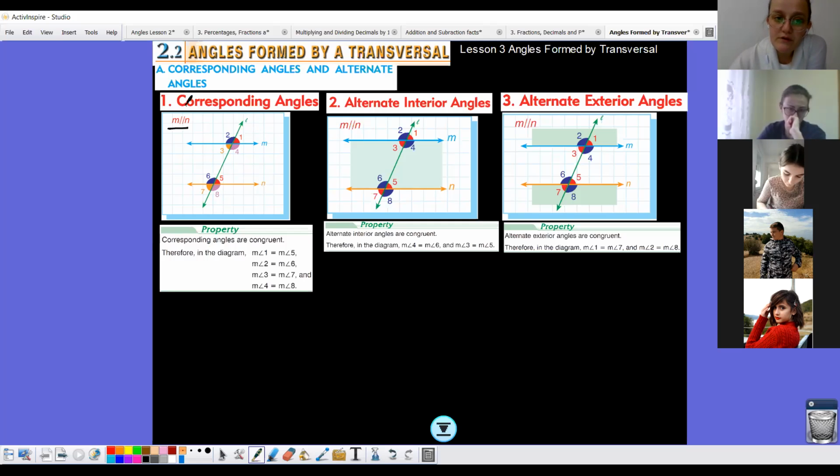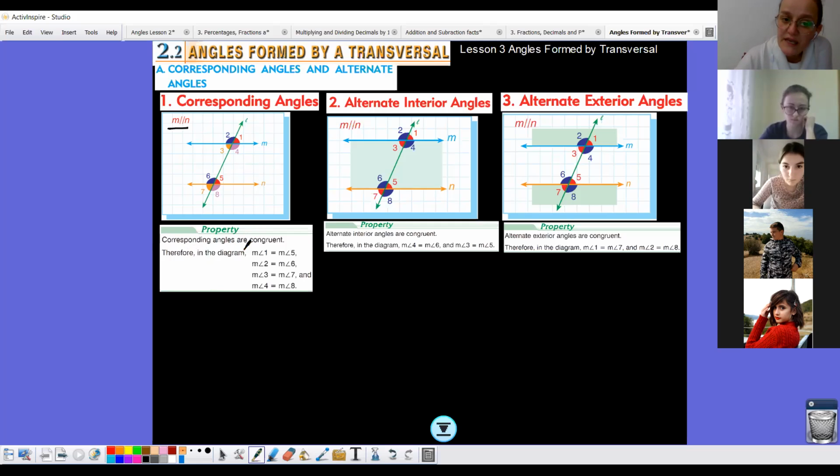So here, corresponding angles. Look at which ones are corresponding angles. The ones that have the same color: 1 and 5, they are corresponding angles. 4 and 8, 2 and 6, 3 and 7. Did you understand how it goes? They are looking in the same direction. 1 and 5 are both looking upwards. 4 and 8 are looking downwards. 3 and 7, it's the same. So we call these angles corresponding angles.